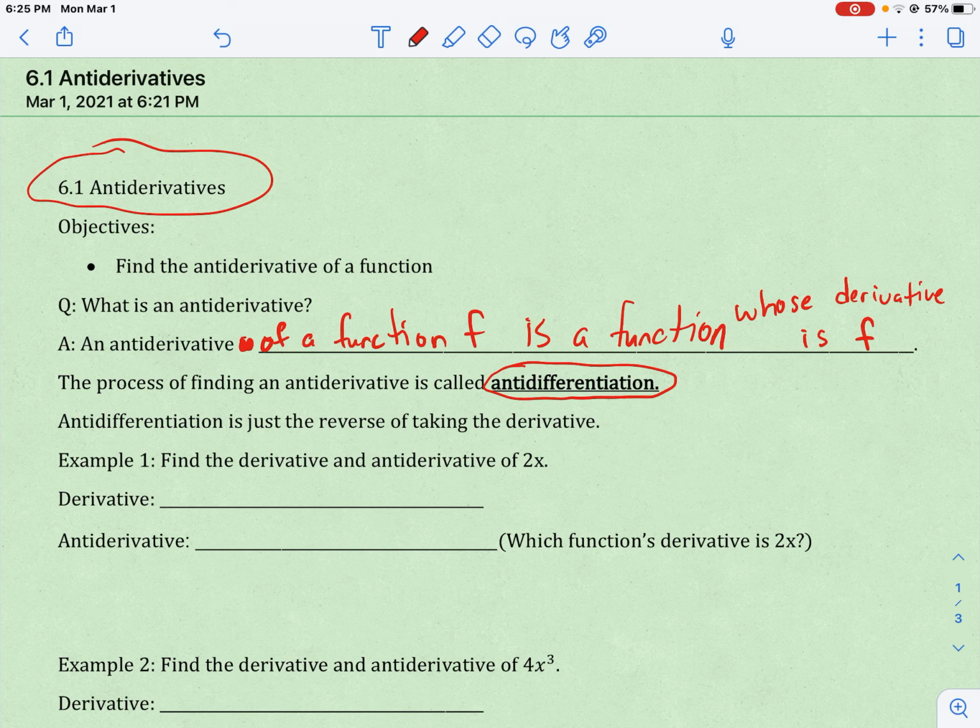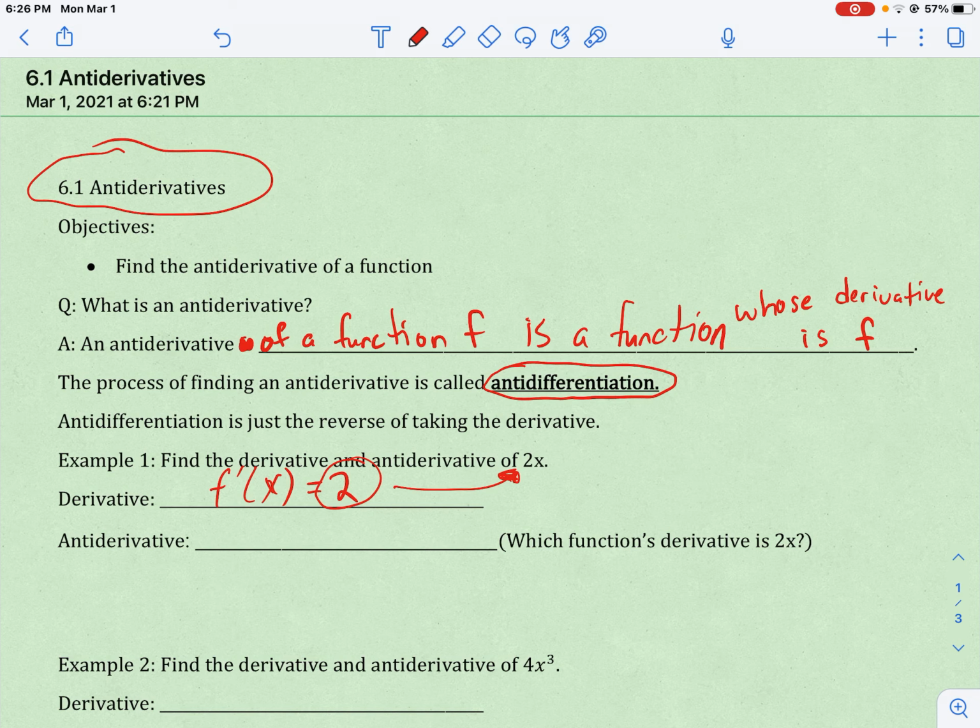Example 1: we're going to find the derivative and the antiderivative of 2x. I trust that you already know how to find the derivative of 2x. The derivative f prime of x, that's the notation we used, is 2. I'll show you the notation for the antiderivative in a few minutes. So the derivative of 2x is 2. If you can't do that, then you've been sleeping the whole time.